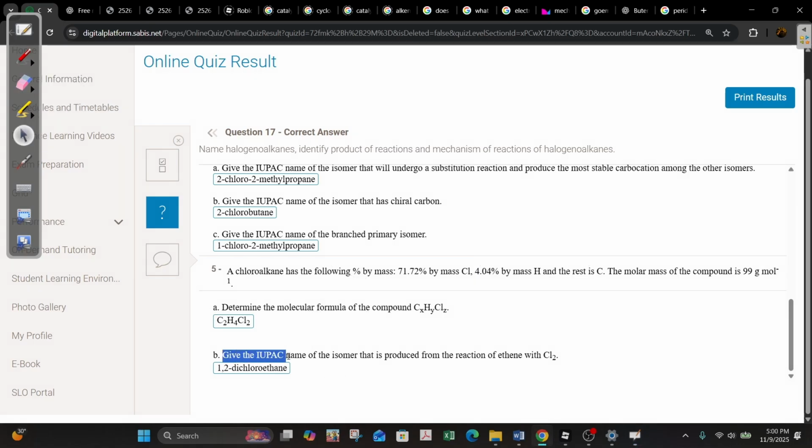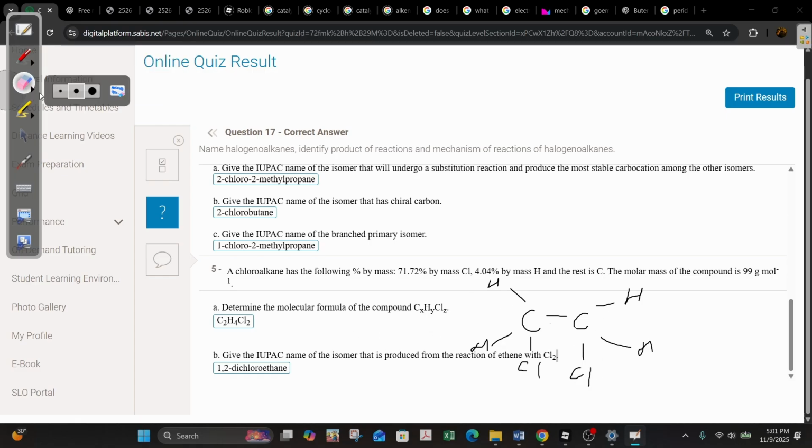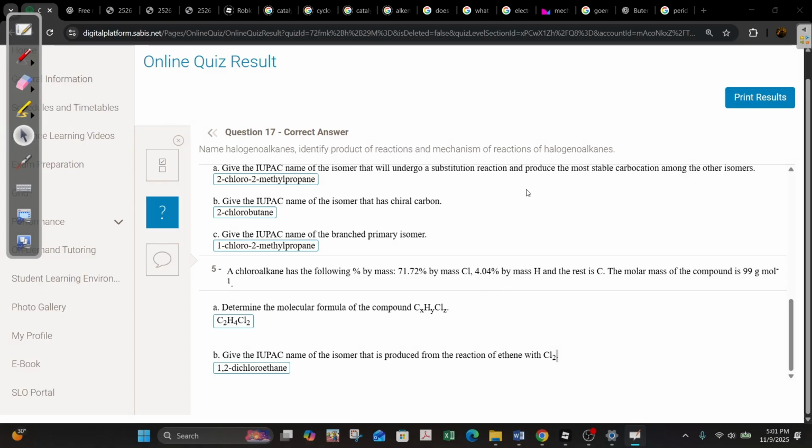Next, we'll get the IUPAC name of the isomer that's produced from the reaction with chlorine. With ethene, okay, ethene and chlorine, easy. When ethene reacts with chlorine, the double bond breaks. And the chlorine just goes wherever it broke. So this will be 1,2-dichloroethane. And that will be it.